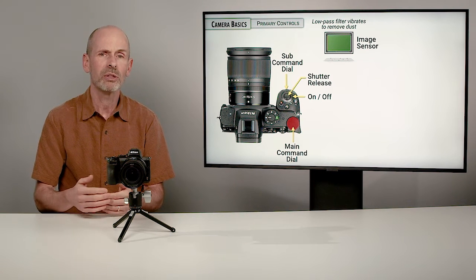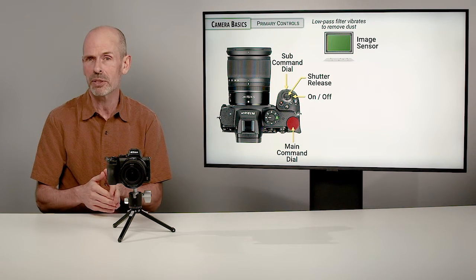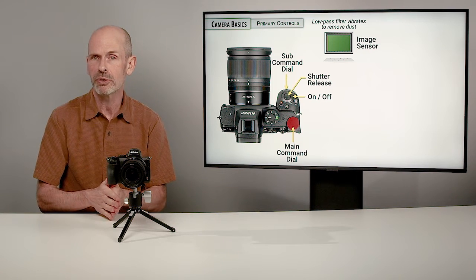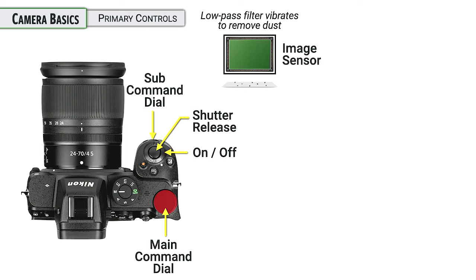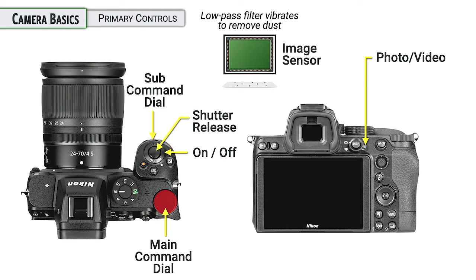We're going to be using the two of these to change shutter speeds and apertures, but there's a whole lot of other features throughout this class and the operation of this camera where you'll be using both of those dials. Looking onto the back of the camera, we have a photo video switch.